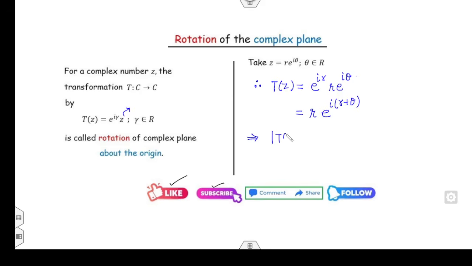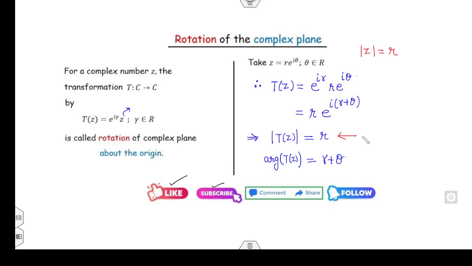What is the modulus of the transformation? Modulus is R. And what is the argument of the transformation? Argument is gamma plus theta. And it is surprising to see that R is also the modulus of Z.